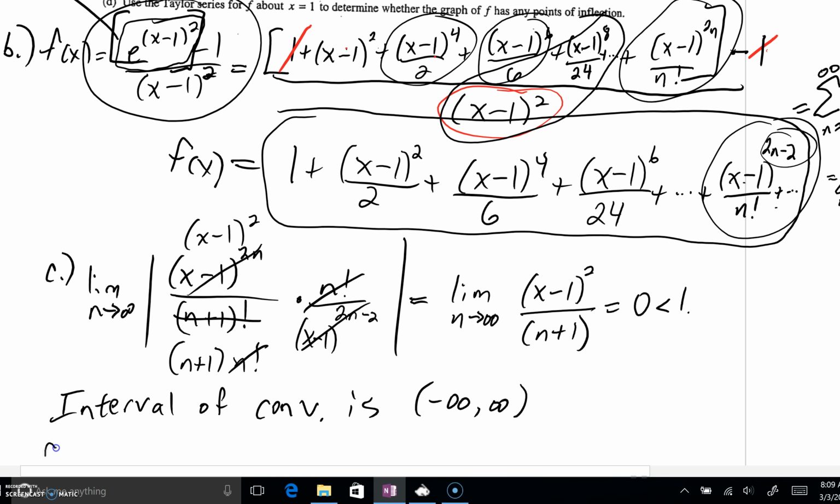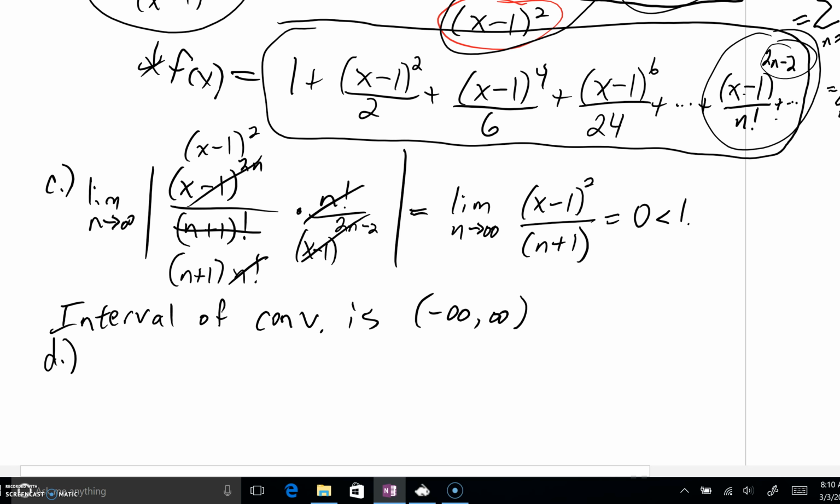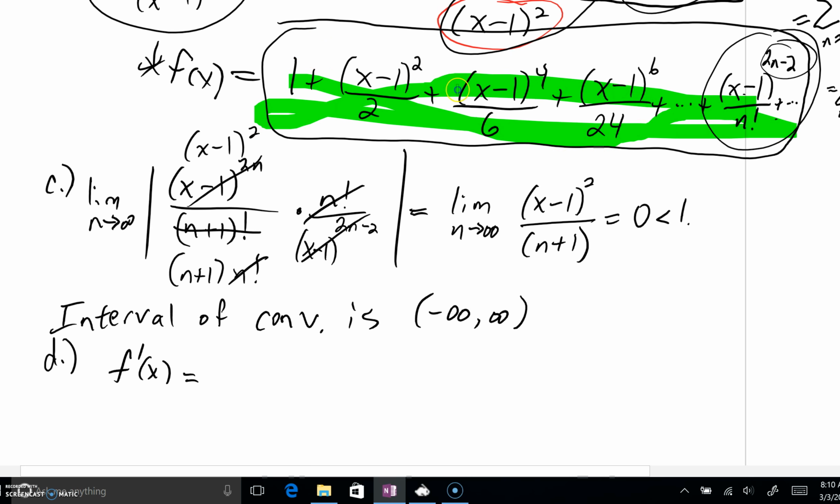For part D, they're throwing in some general calculus review. And they're saying, use this Taylor series for f to determine whether the graph has any points of inflection. So what we're going to have here is, going back to B, you might know that when we're investigating points of inflection, we need to take a second derivative. So that means first we'll take the first derivative, and I'm just working, of course, from this series up here. I'm going to take some derivatives.